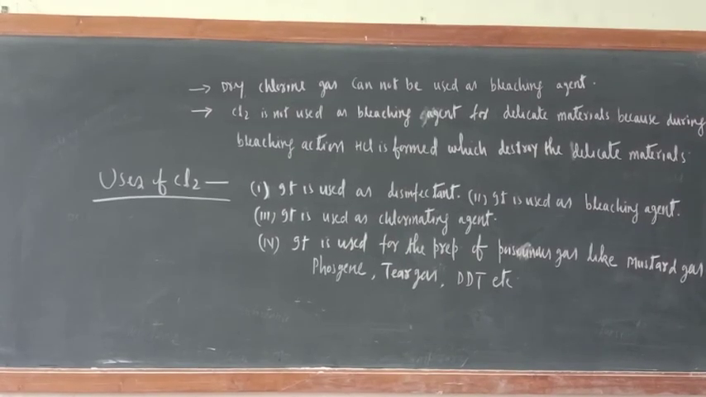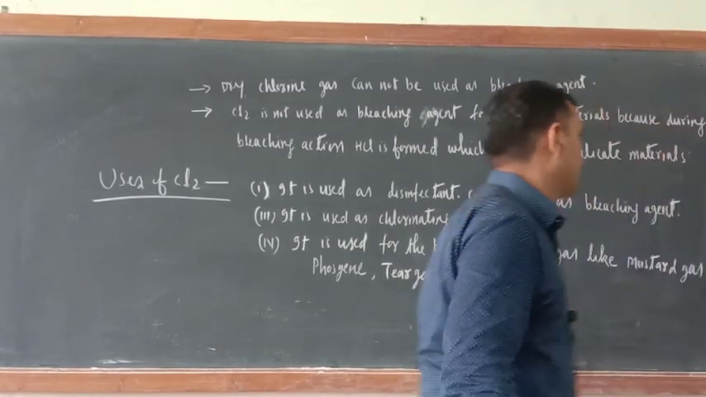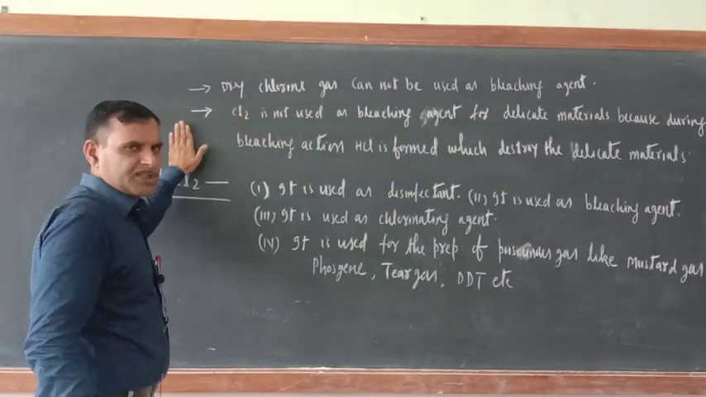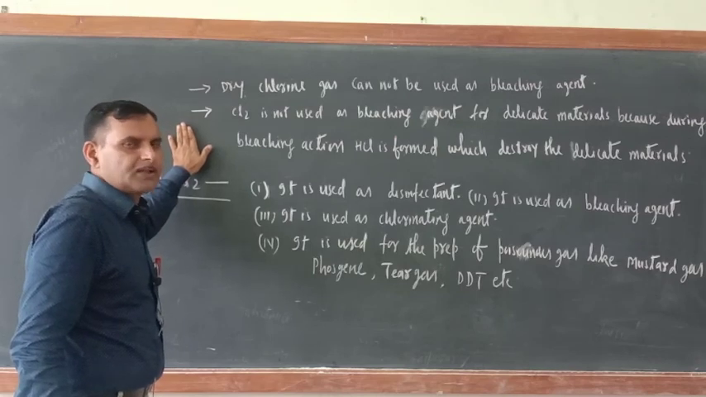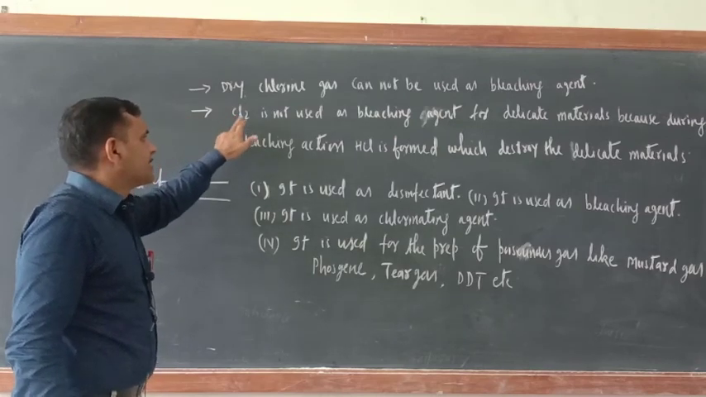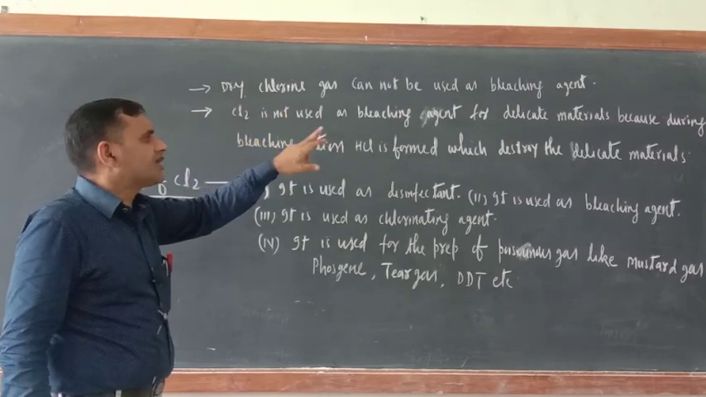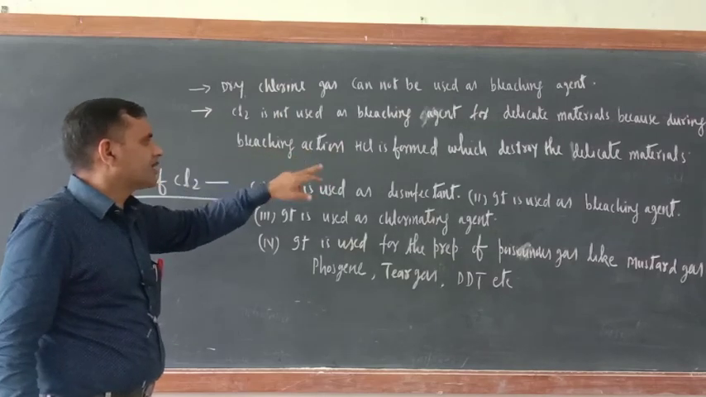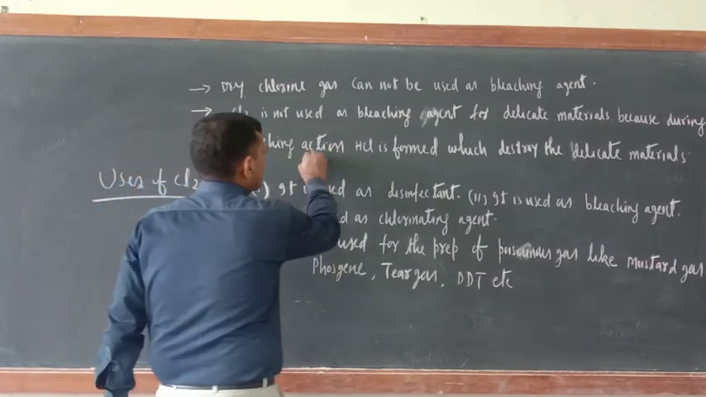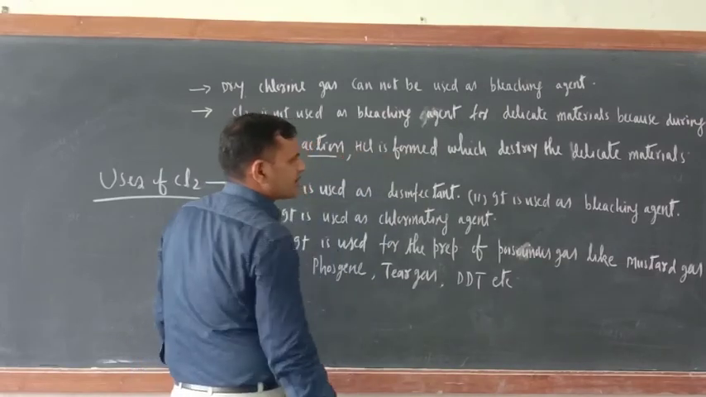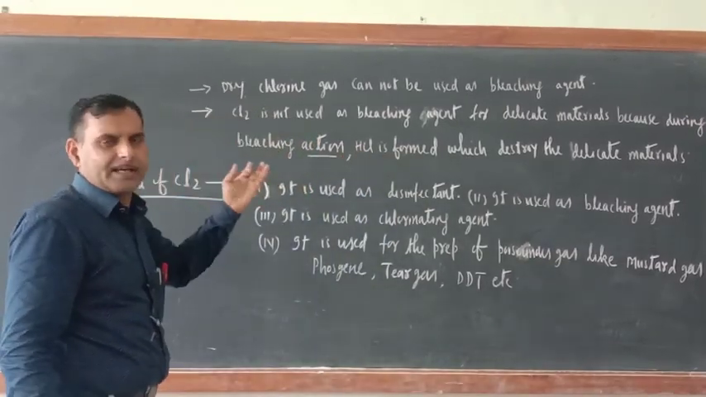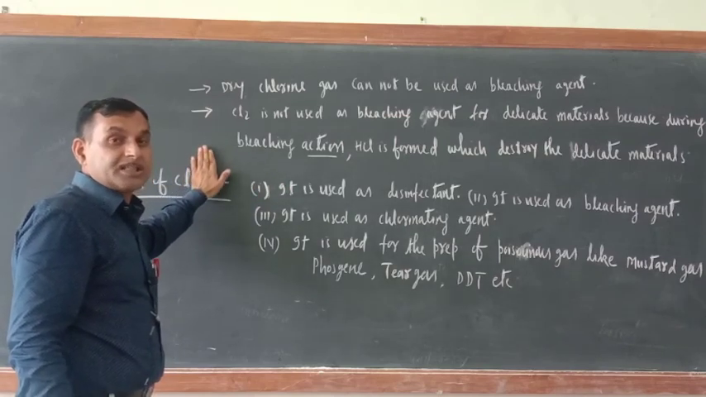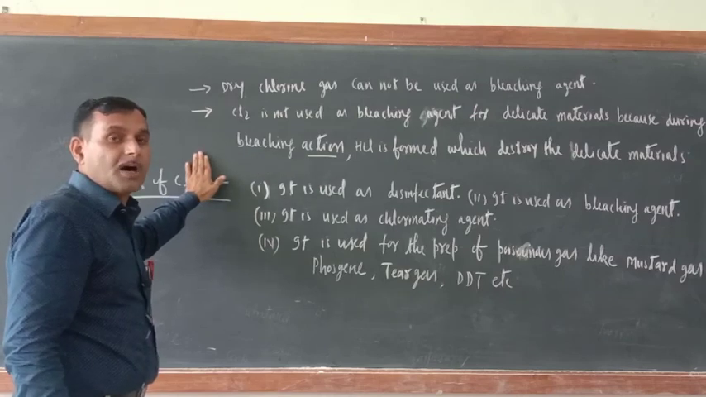There is some other information related to chlorine. Dry chlorine gas cannot be used as a bleaching agent. So an aqueous solution of Cl2 is the only one used as a bleaching agent. Cl2 is not used as a bleaching agent for delicate materials, because during bleaching action HCl is formed, which destroys the delicate material. Delicate material means soft material. That is why Cl2 is not used as a bleaching agent for soft material.